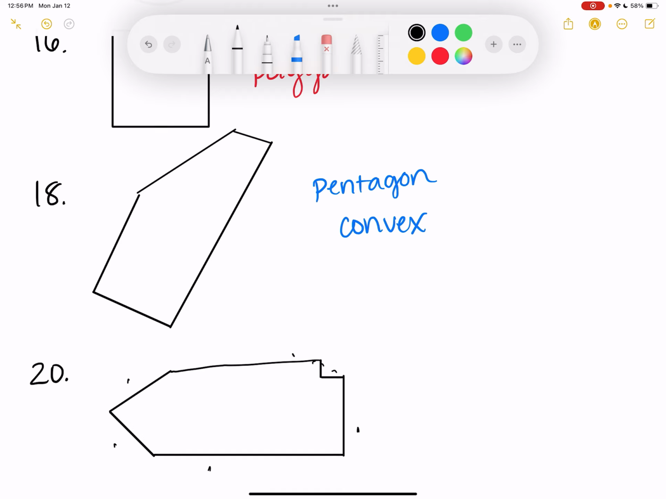Okay. All right. So what kind of shape is this? Has 7 sides. What? No. Hexagon. Hexagon is 6. It's 7. Heptagon. And then is this concave or convex? Concave, because if I extended these sides, it extends down into the shape. So that makes it concave.